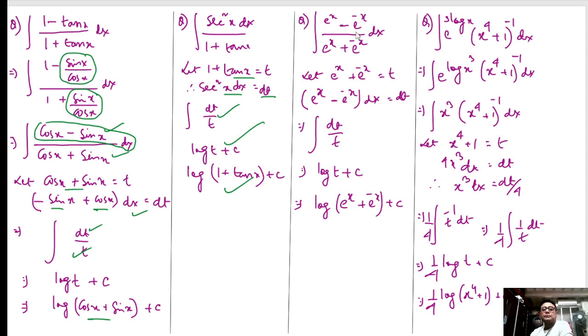This is the sum. So let us take e to the power x plus e to the power minus x as t. So differentiating, e to the power x is e to the power x. Differentiating e to the power minus x is minus e to the power minus x dx. So upper part we got as dt, lower part we took as t. So log t. So here we get this.